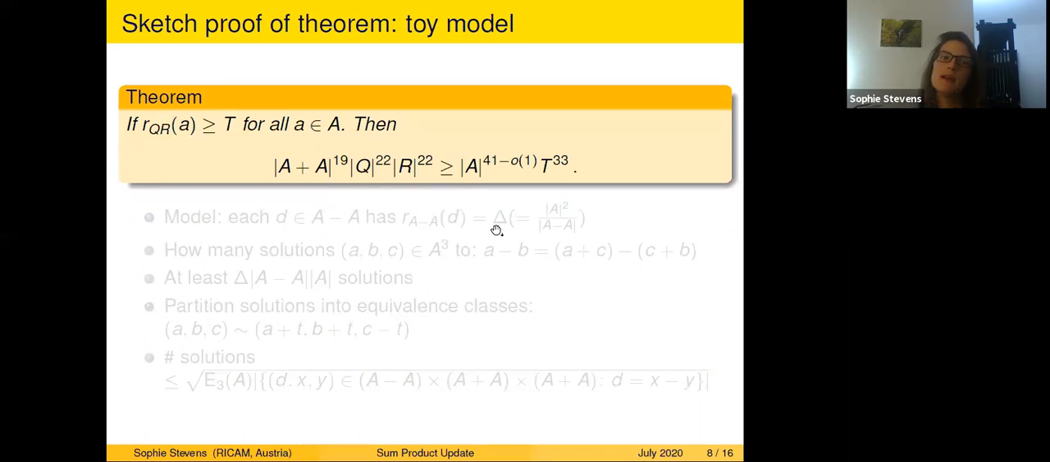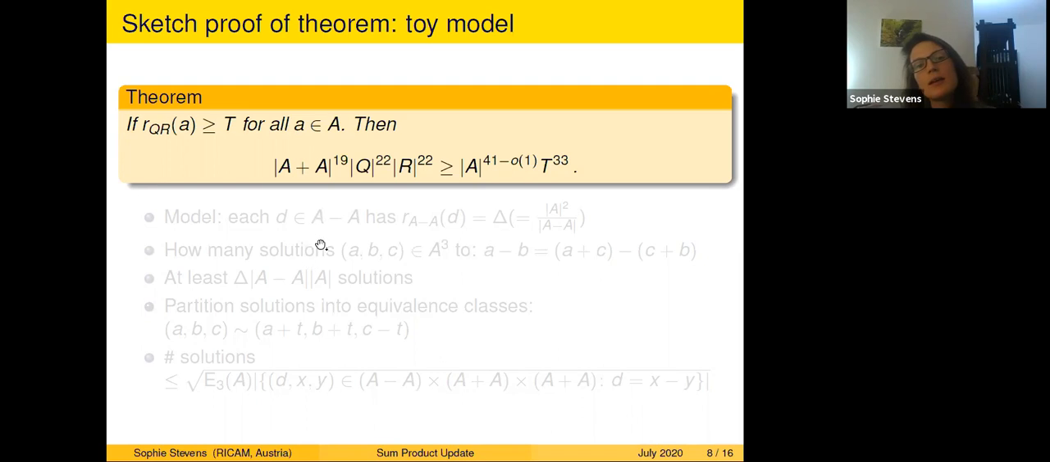Okay, so let's return to the theorem that we'd like to prove. We're saying that if we've got multiplicative information, then we've got this lower bound on the sum set. And let me prove it in a really toy case. So I'll make it clear at which point I'm really assuming a model setting.